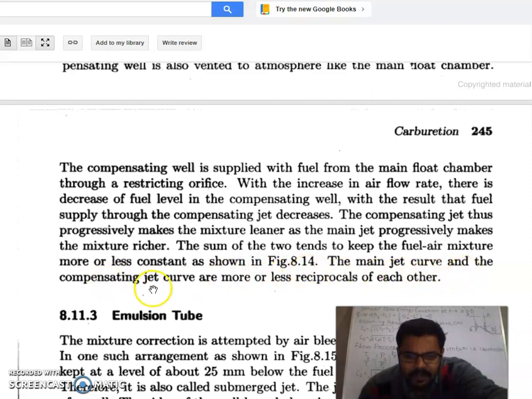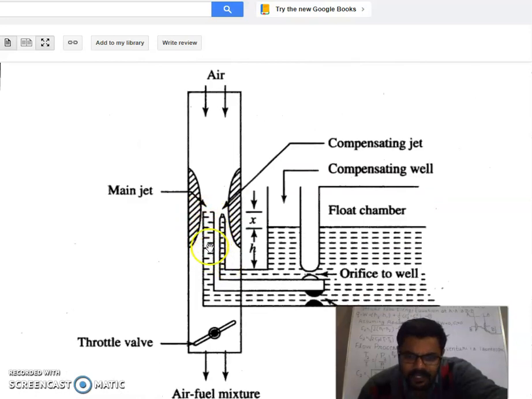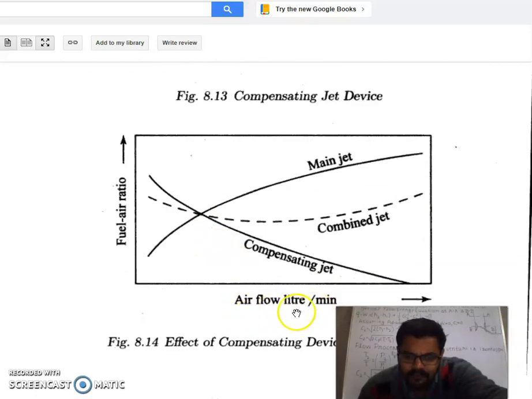The main jet curve and the compensating jet curve are more or less reciprocals of each other. You can check in this figure the effect of the compensating device on fuel air ratio. So this is our main jet. The fuel air ratio in the main jet will increase, meaning the amount of fuel supplied by the main jet will increase progressively with the air flow rate. As the air flow rate increases, the main jet will supply more and more fuel, but your compensating jet will do the reverse. As the air flow increases, the compensating jet will decrease the amount of fuel supplied, and it will decrease the fuel air ratio.